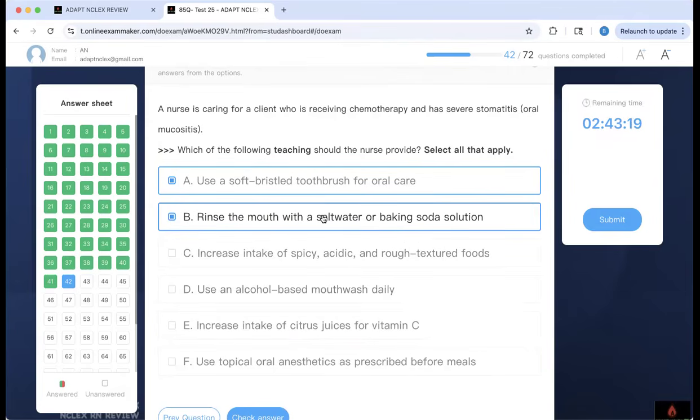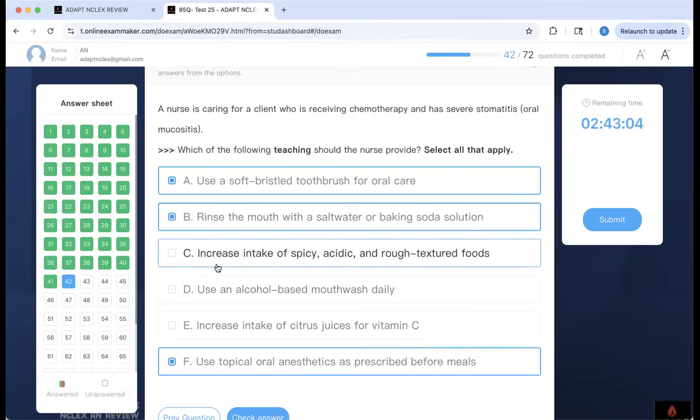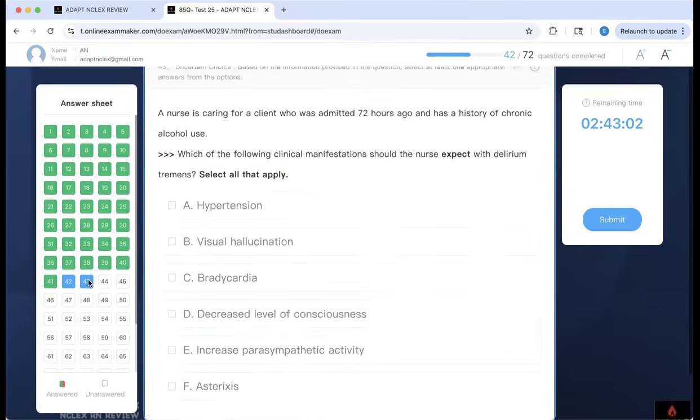Don't use it. Increased intake of citric food will burn you. And then you can just use the topical as prescribed before meals. Just apply it as required. That's all. This is the way you answer this kind of question.